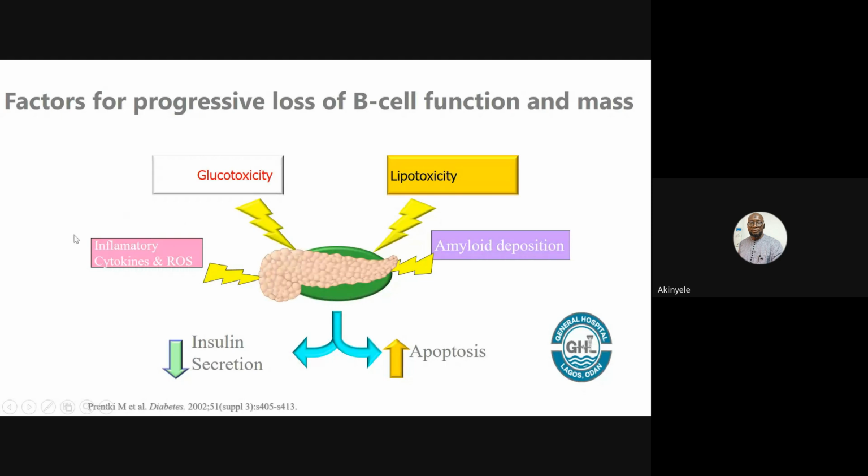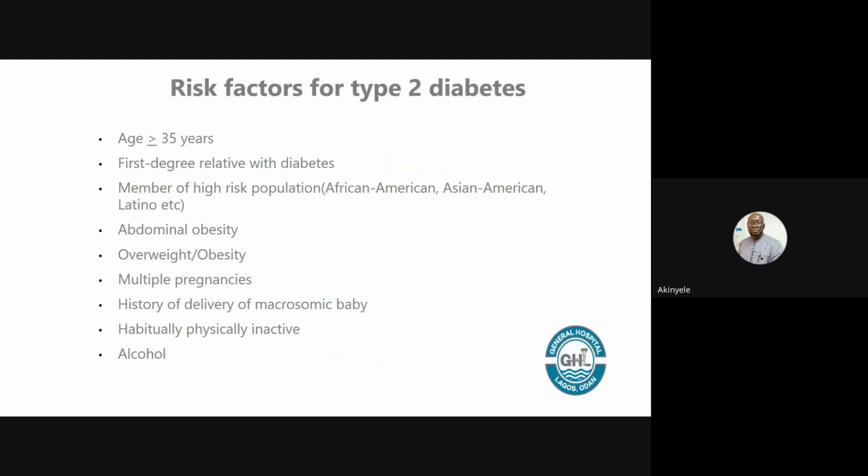And over time, inflammatory cells also come into play, and they also damage the beta cells. You can then also start to have amyloid deposition. All of this will cause apoptosis of the beta cells, leading to a decrease in insulin production over time. So these are the risk factors for type 2 diabetes.